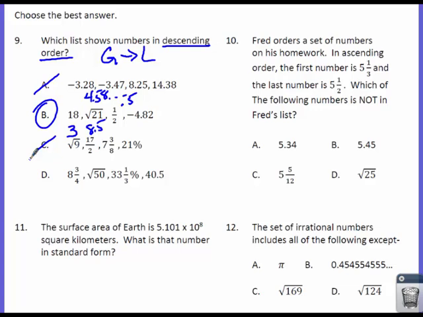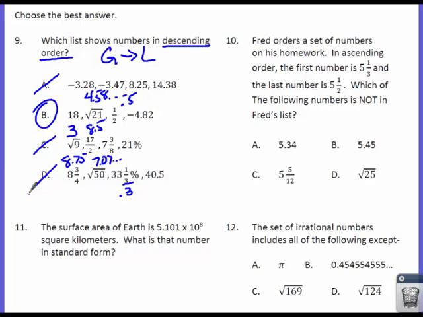And then if you do D here, you end up with 8.75. Okay, and then the square root of 50 is 7.07, and it just keeps going. 33 1/3 is really just 0.3 with a bar. It's 1/3. But then I have this 40. Now, if this 40 were actually in the front, then it would be okay, but it's not, so that one is out. The correct answer on number 9 is B.